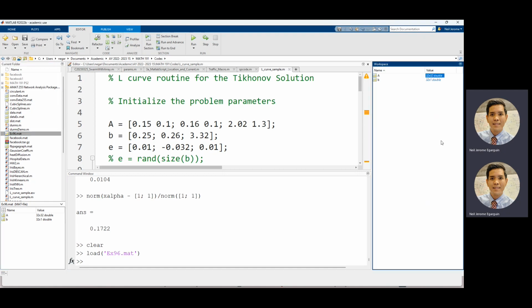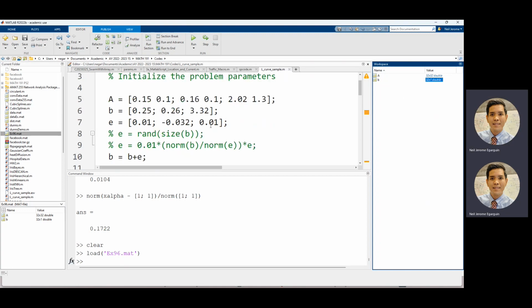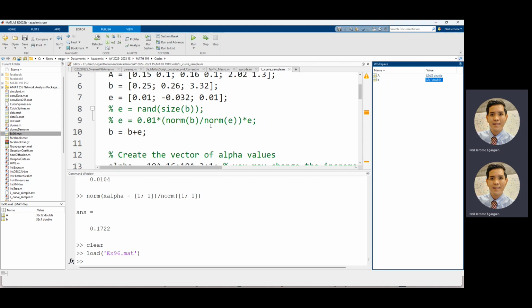So you have the matrix A that is 32 by 32. Then you have the matrix B that's 32 by 1, the right-hand side vector. But this right-hand side vector is actually the perfect data, right? Now, since the B that we loaded is the perfect data, I need to simulate some noise to it.